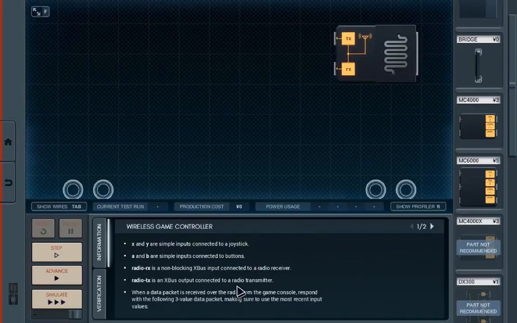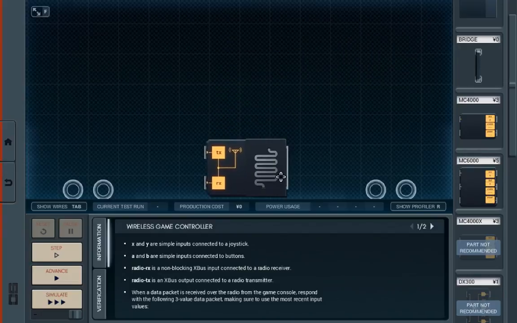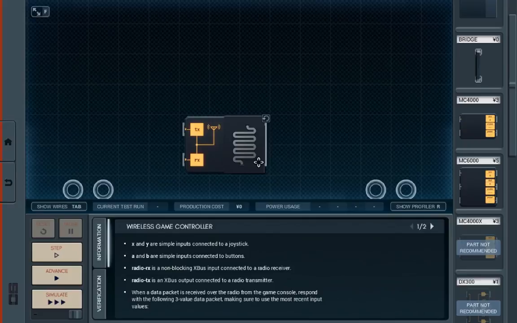X and Y are inputs connected to a joystick. A and B are connected to buttons. Radio, we have a wireless controller that we can both read and write. When a data packet is received over the radio from the game console, respond with the following 3-value packet.